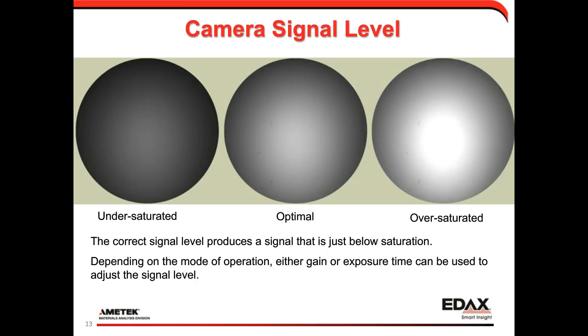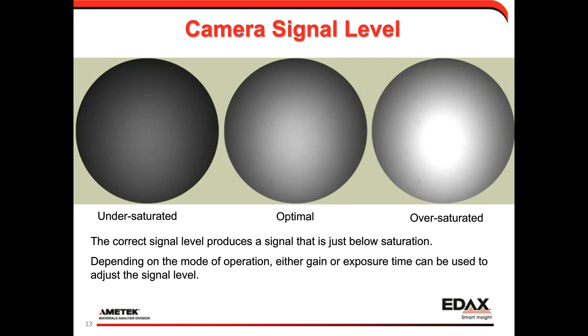This right here is our camera signal level. This is what you see when you're looking up on the right side. What you're going to be looking for is what we have in the middle, which is our optimal camera signal. This is what you're aiming for. On the left, we have an undersaturated image, which basically means I'm not getting enough signal to my camera to get a good, consistent, high-ish quality pattern that I need. And on the right, we have an oversaturated camera.